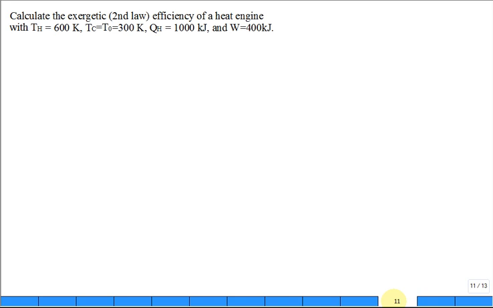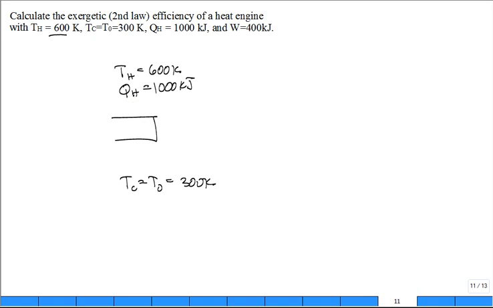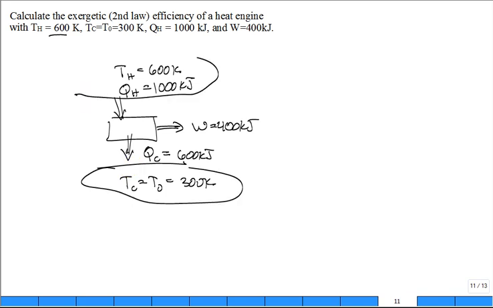Calculate the exergetic efficiency of a heat engine where TH is 600 Kelvin, TC is equal to the dead state, which is 300 Kelvin, and QH is equal to 1,000 kilojoules, and it flows into the heat engine, and the work coming out of the heat engine is 400 kilojoules, meaning what is QC? Can you figure that out right away? 600 kilojoules, that's right. So you could put the little thermal reservoir there.